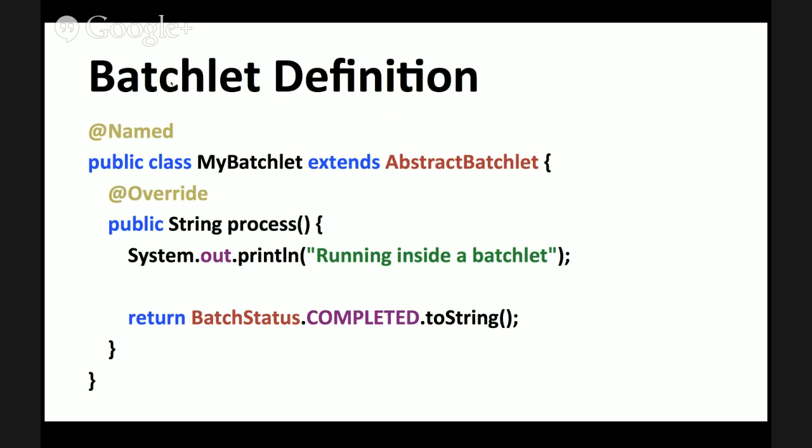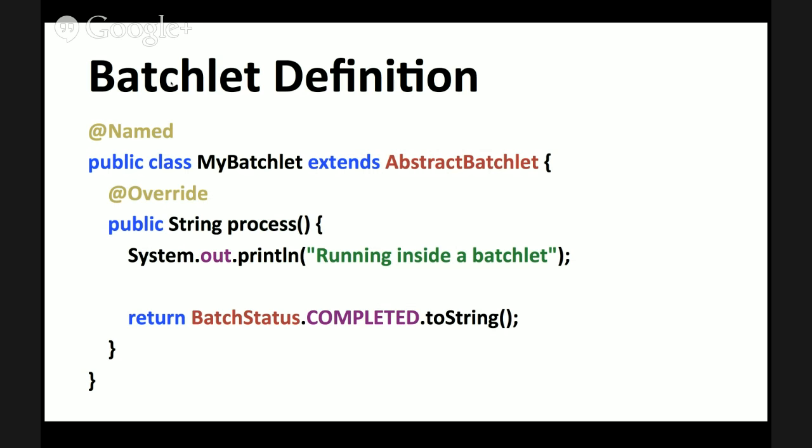So let's do our first JSR 352 job. This is just a plain POJO. I call it my batchlet. The things I've written in red are the things I'm using from the API. I'm just extending AbstractBatchlet, which is the simplest step type that I can have. And this AbstractBatchlet is going to give me a method, which is the process method.